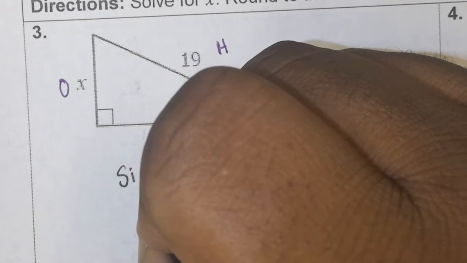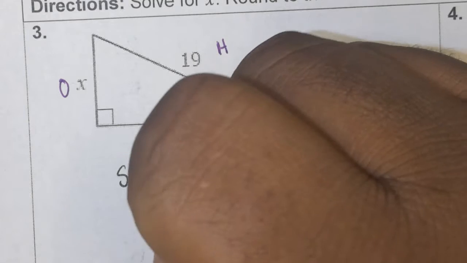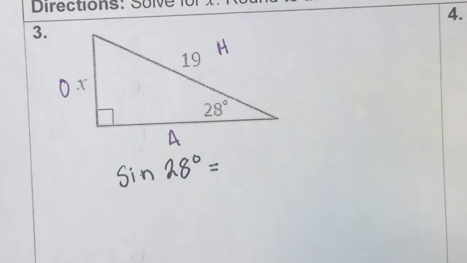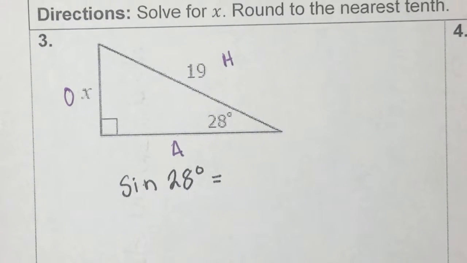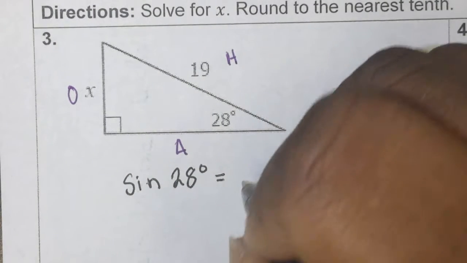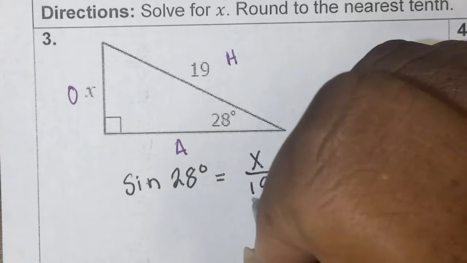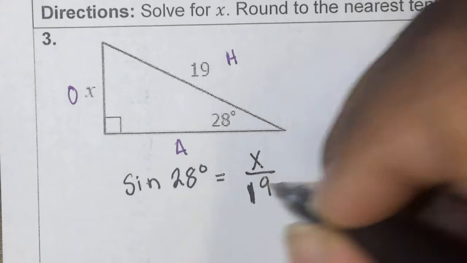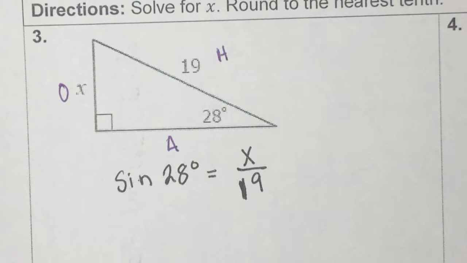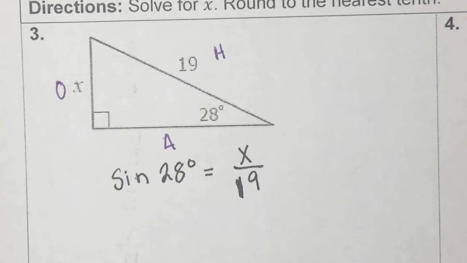What degrees did they give us? 28 degrees equals, and then what goes over what? Opposite over hypotenuse. So what over what? X over 19. I want you to understand X will not always be on top. Just in this case it is. But you just write it the way it's supposed to be written based on how you label. That's the point of labeling, so you can write your trig function correctly. The function is sine of 28 degrees equals X over 19.